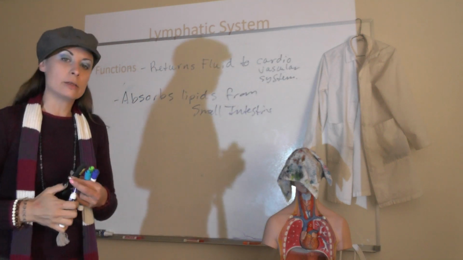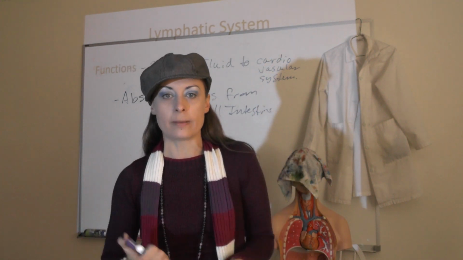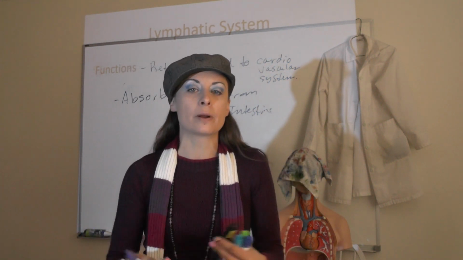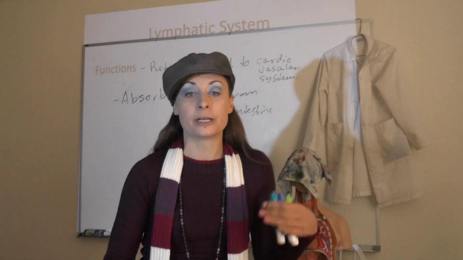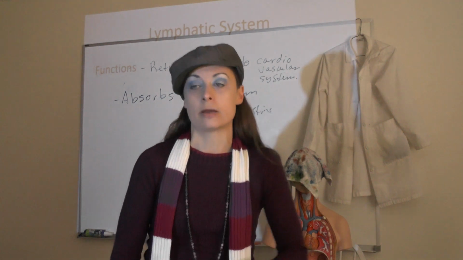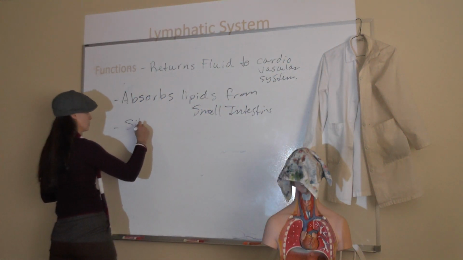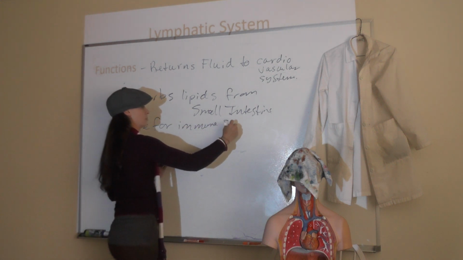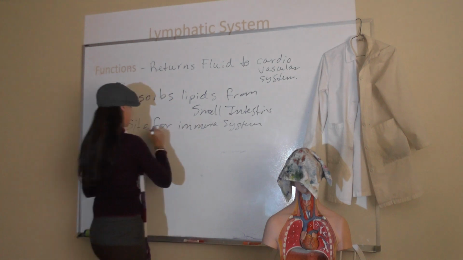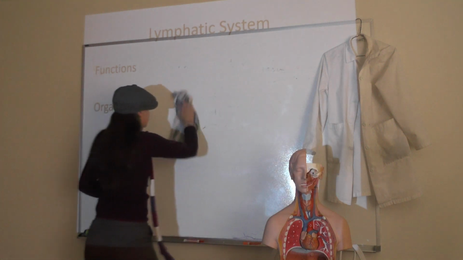And then our lymphatic system has things like lymph nodes and tonsils that house white blood cells. So these are sites where we can start an immune response if we need to. So we'll say another function is to act as the site of immune system activation. Those are our important functions.